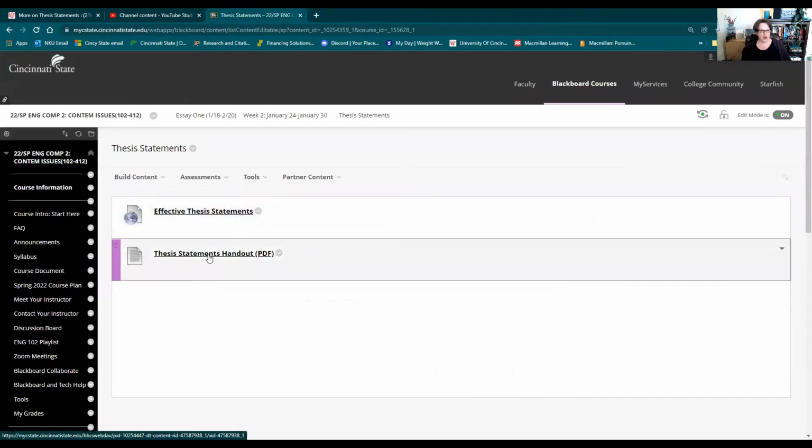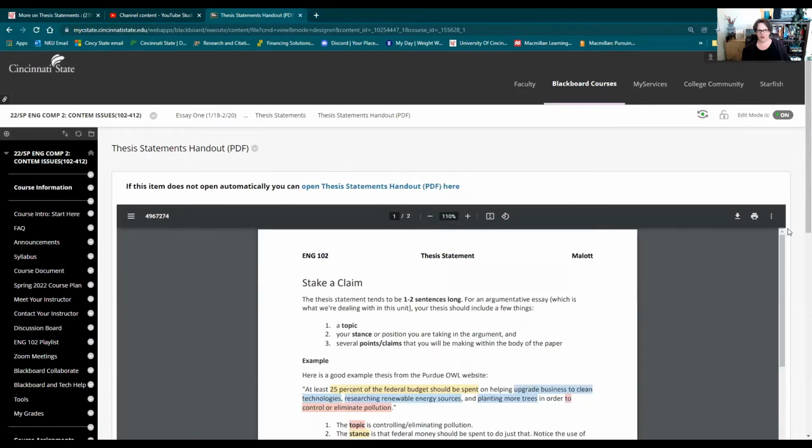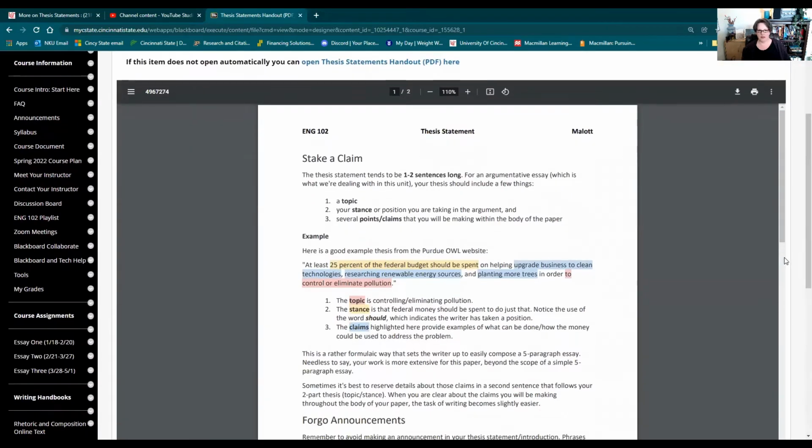And then I also have this thesis statements handout that I use for one of the other places where I teach. So a thesis statement tends to be 1 to 2 sentences long. And for an argumentative essay, your thesis should include a few things.